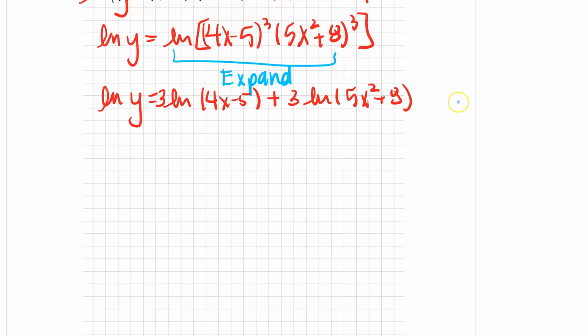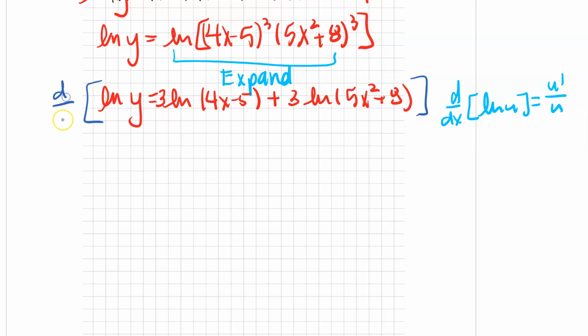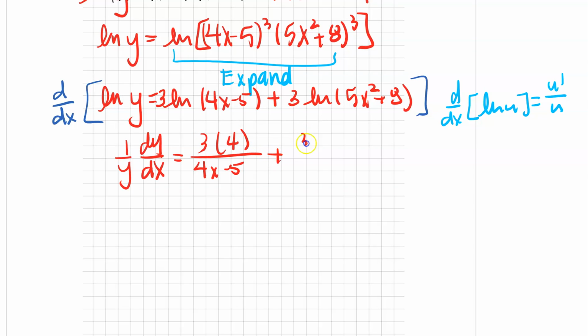But now that I have that expanded out, I have different terms. Well, if you recall, if we do the derivative with respect to x of ln u, it was u prime over u. So now when I go to take the derivative with respect to x of this whole thing, on the left-hand side, that's going to give me 1 over y dy dx equal to 3, 4x minus 5 goes on bottom, the derivative goes on top, plus 4, 5x squared plus 8 goes on bottom, the derivative goes on top, 10x. And that is my raw derivative.